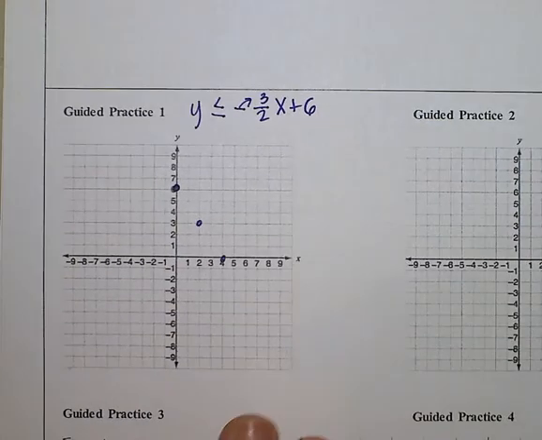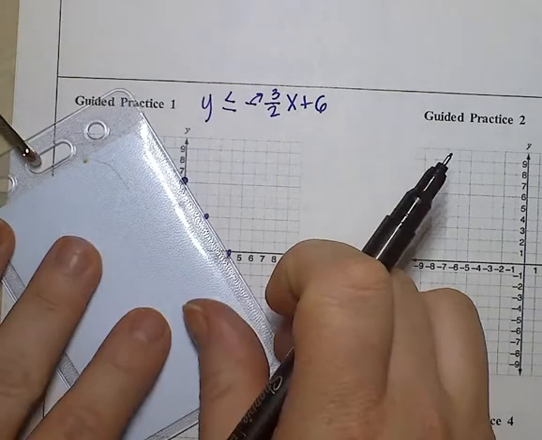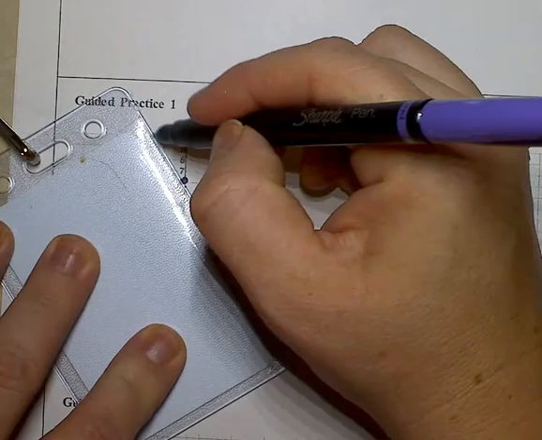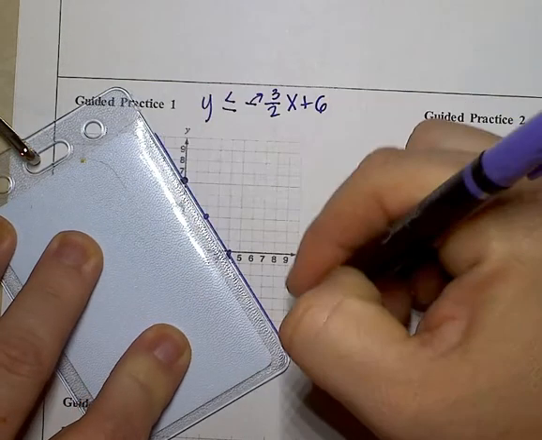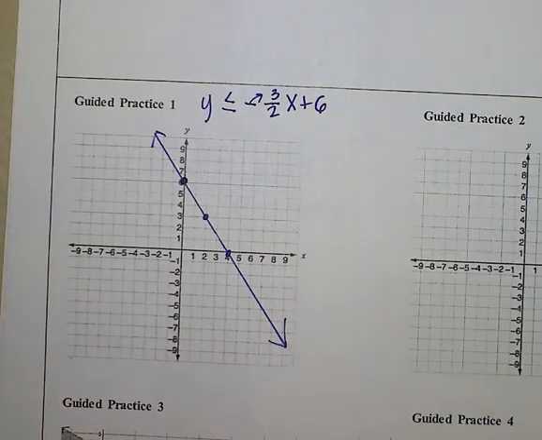You're going to grab your ruler. And before I actually draw the line, I look back up to the inequality symbol. I see there's a line underneath, and that tells me that I will have a straight line here. And that's not normally the confusing part for students.